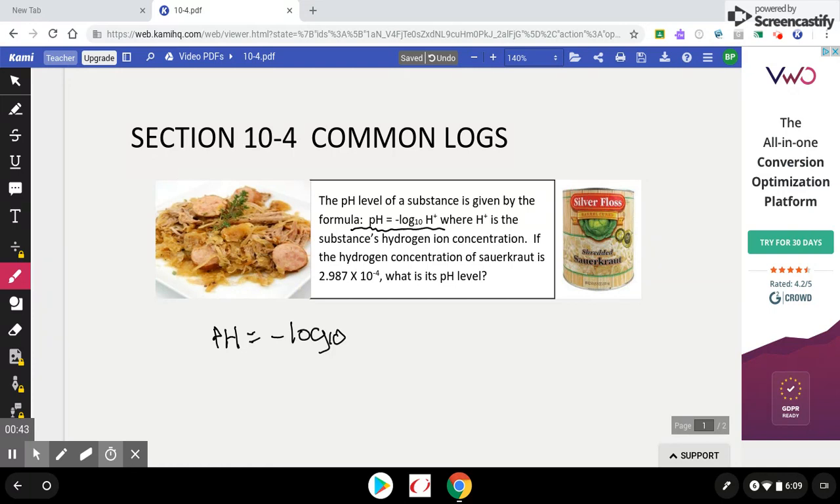So H plus is hydrogen concentration, and it tells you right here that the hydrogen concentration of sauerkraut is 2.987 times 10 to the negative fourth power. So we got some good news for you. Your calculator will do log base 10s. The button literally says log. It doesn't say log 10, so it's understood to be.